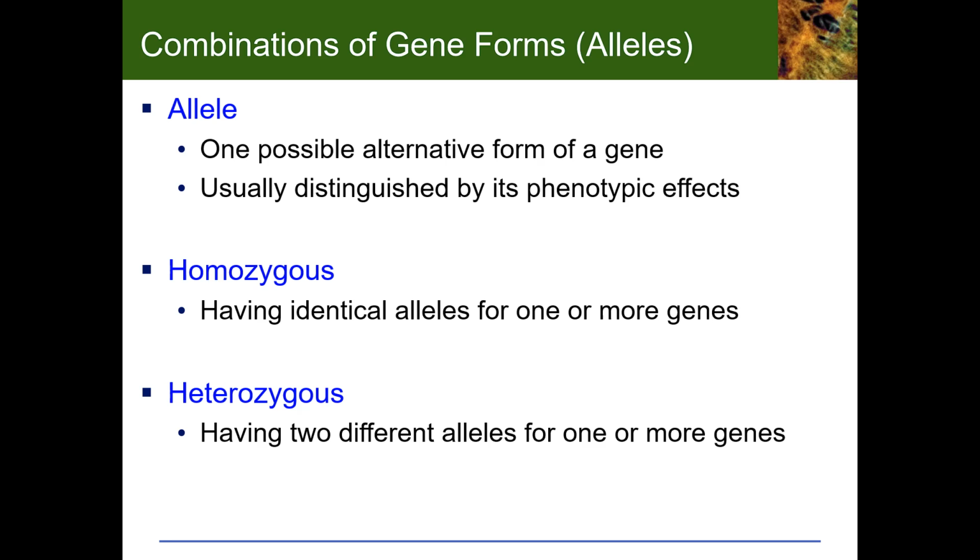Now, alleles are possible alternative forms of a gene. They're usually distinguished by the phenotypic effects. Homozygous means having identical alleles for one or more genes, and heterozygous means having two different alleles for one or more genes.